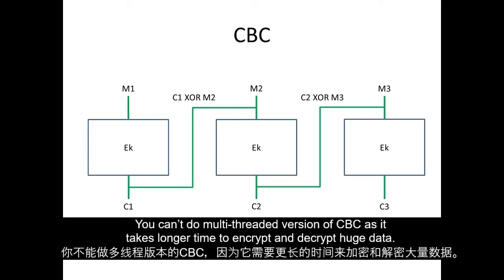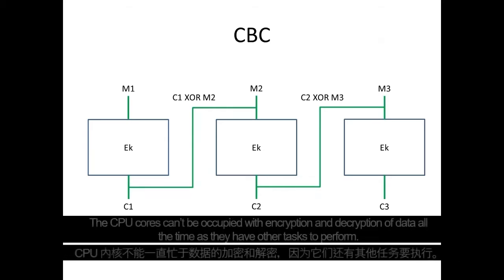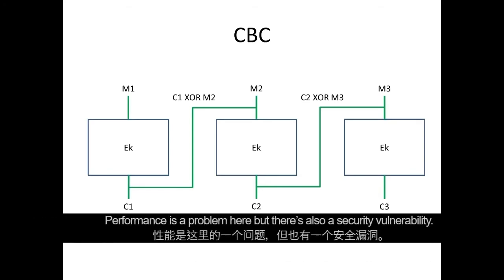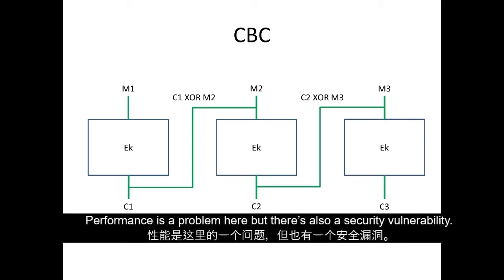You cannot do multi-threaded version of CBC as it takes longer time to encrypt and decrypt huge data. The CPU cores cannot be occupied with encryption and decryption of data all the time, as they have other tasks to perform. Performance is also a problem here, but there is also a security vulnerability.